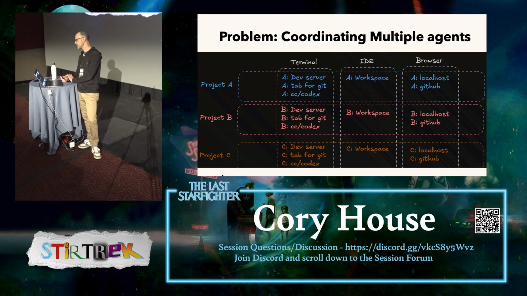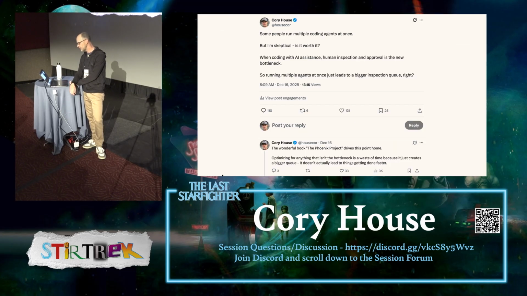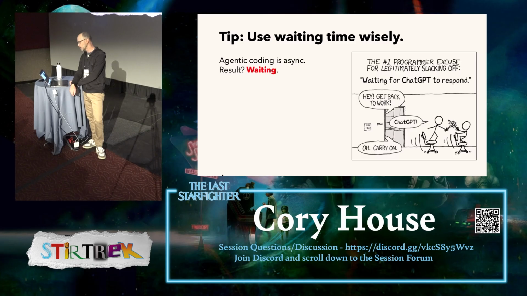Now, there's lots of people talking about this problem, and Theo has a wonderful video about this issue. But again, my take is I'm skeptical that multiple agents are worth it. When I want to do human inspection, I still think that's important. So the way that I work is when I'm waiting, I relax, I read, I walk. And when I say read, usually what I'm doing is I'm reading what the AI is doing.